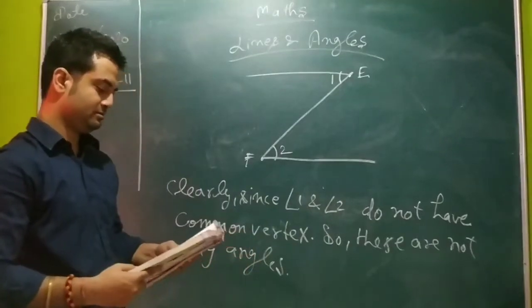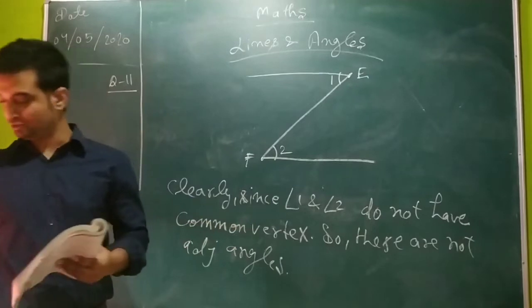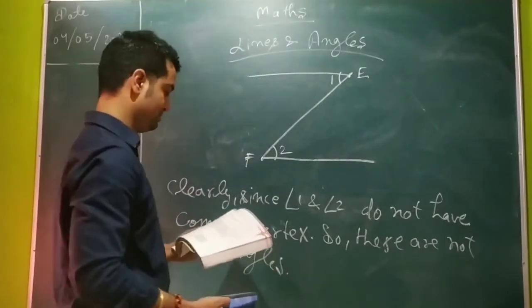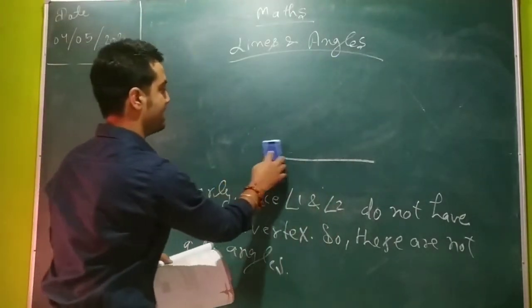Question number 12. In this question number 12, we have been given two figures. It is divided in two parts and two figures are there. And we have to find out the value of the unknown angles, which are named angle X, angle Y and angle Z.